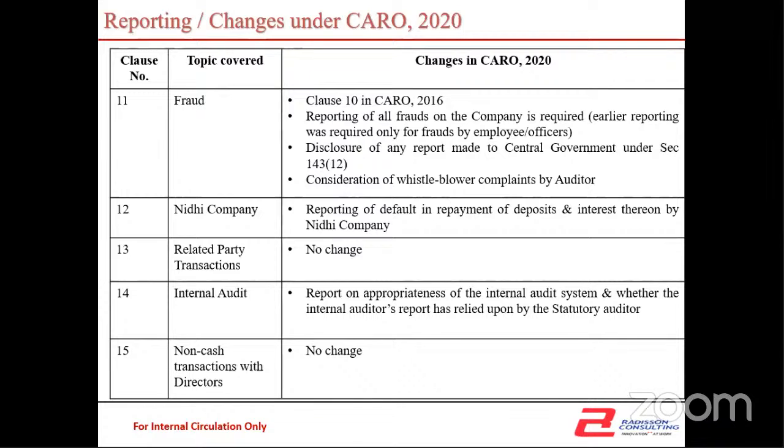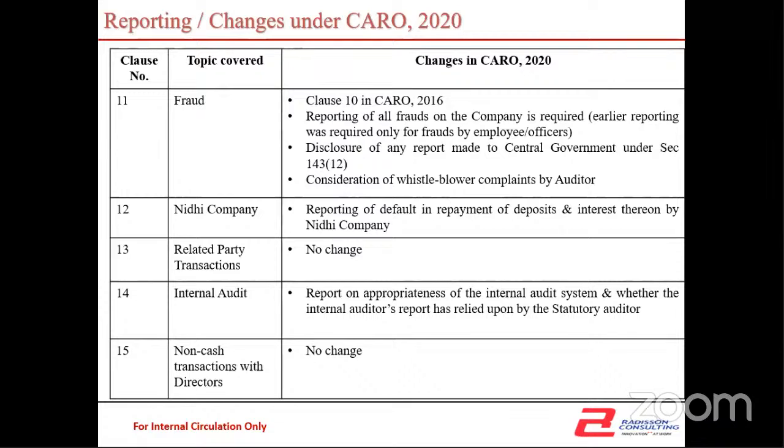So as per section 143(12), if the amount involved in fraud is less than 1 crore, then the reporting is directly to be made to the board of directors or the audit committee, whichever is applicable. However, if the estimated amount involved in the fraud is more than or equal to 1 crore, then the auditor has to take the comments of the board of directors and audit committee and then make a report to the central government on this matter. Consideration of whistleblower complaints.